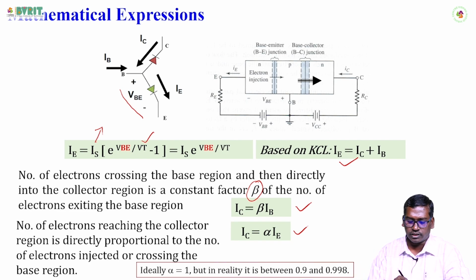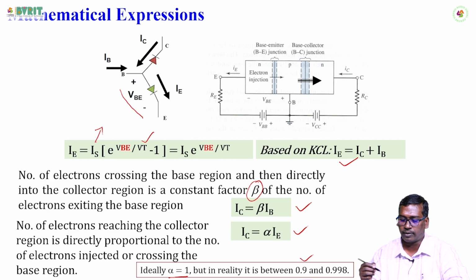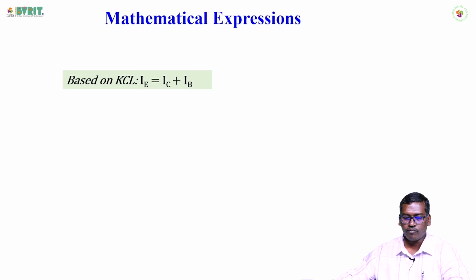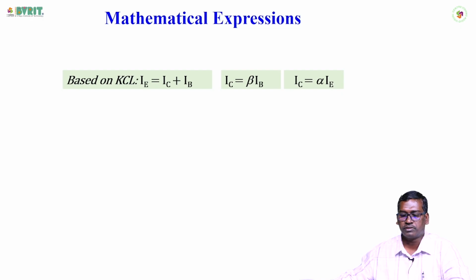And ideally you can see that alpha will be generally unity or maybe less than 1, which may be in the range 0.9 to 0.999, whereas beta will vary between 50 to 250. Here you can see the KCL. The IC is equal to beta times of IB.